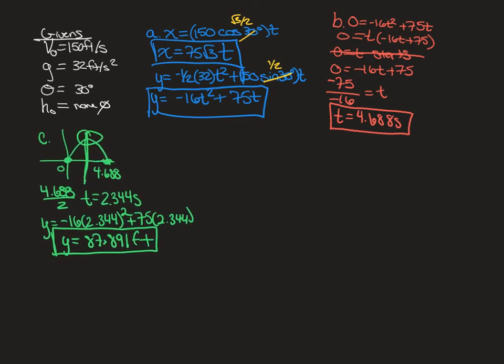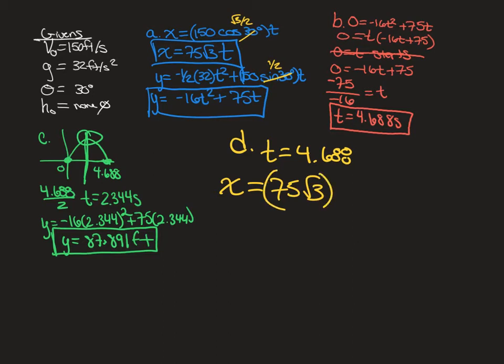So there's part C. Part D says determine the horizontal distance the ball traveled. The horizontal distance the ball traveled is based on the time, how long the ball is physically in the air. For letter D, the ball's in the air a total of 4.688 seconds. So to find the horizontal distance, you're going to use your x equation, because x is what we use for horizontal. You're going to do 75 root 3 times your 4.688. So 75 times square root of 3 times 4.688. So the horizontal distance is 608.989 feet.